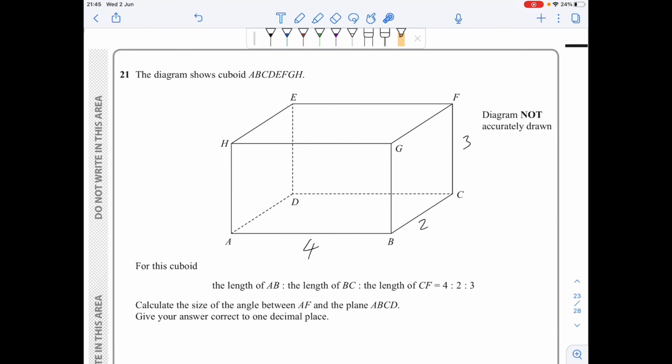Now, we'll need to construct a right angle triangle, and this triangle will be ACF. This is a right angle triangle with base AC. In order to find AC, I will need to work with the triangle ABC, which is part of the rectangular base. So let's extract these two shapes and work out the missing sides and angle.